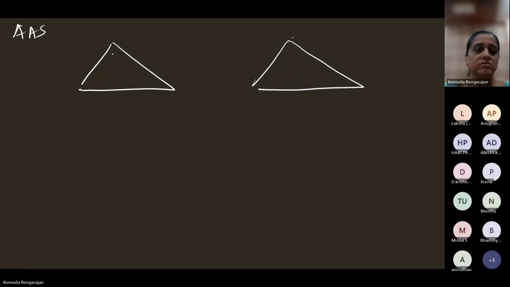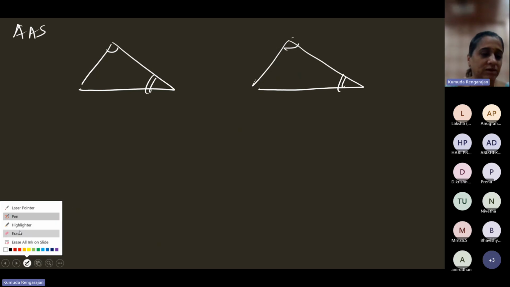Now, let me just make it a little faster now that you've understood. So now the next one is AAS. Two angles. If this angle is equal to this angle, then say this angle is equal to this angle. Okay, let me say ASA first. Both are the same. ASA, AAS.